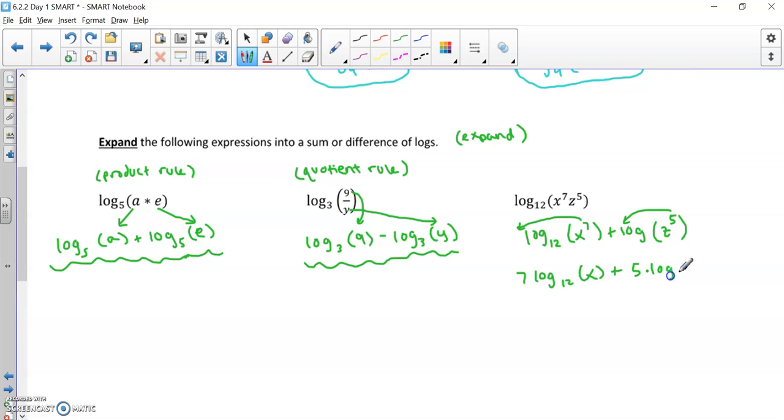So I will rewrite it like this. Oh, I forgot my base. Okay, and this is the farthest I can expand it. Here I used the power rule, and then here I used the product rule. Okay, and we're done.